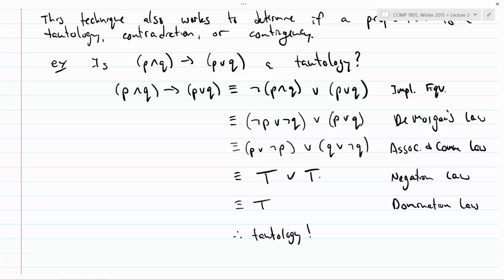Yeah? With the De Morgan's law step, could you factor out the not and then use the negation law? Factor out which, sorry? Factor out the not. Here? So if you factor out the not, you end up back with this, right? By factoring out the negation, you also have to flip the connective. Other questions?